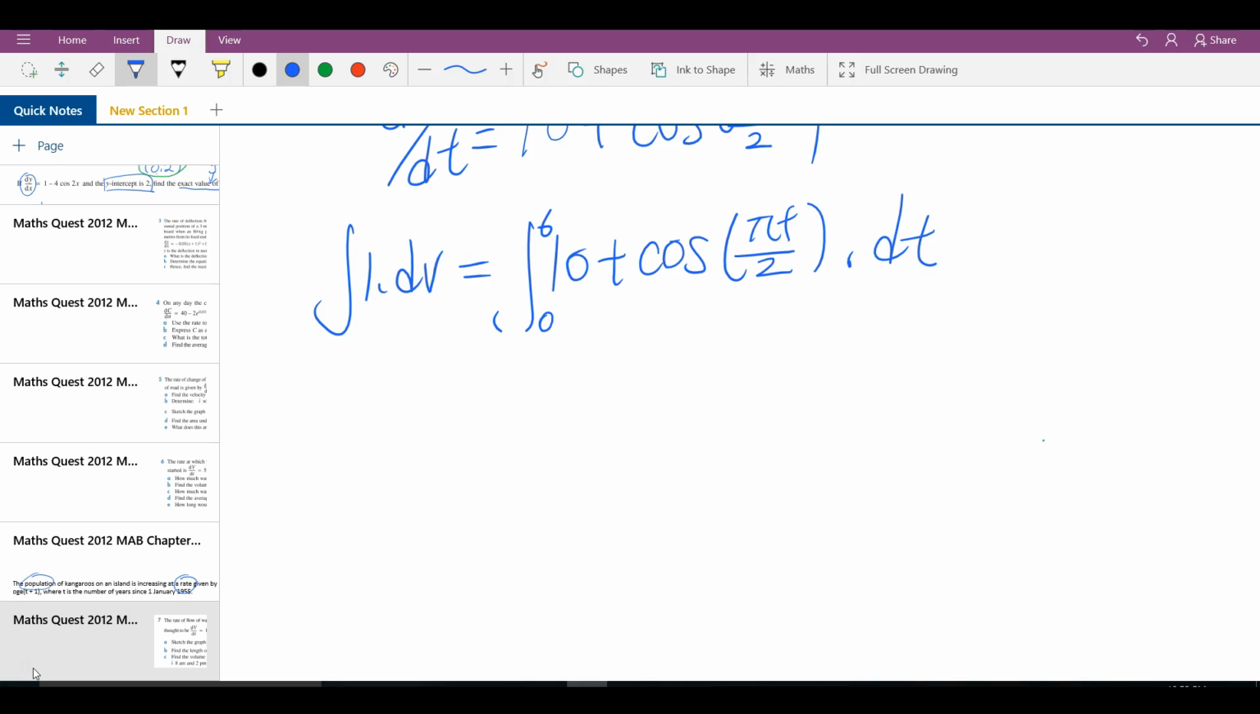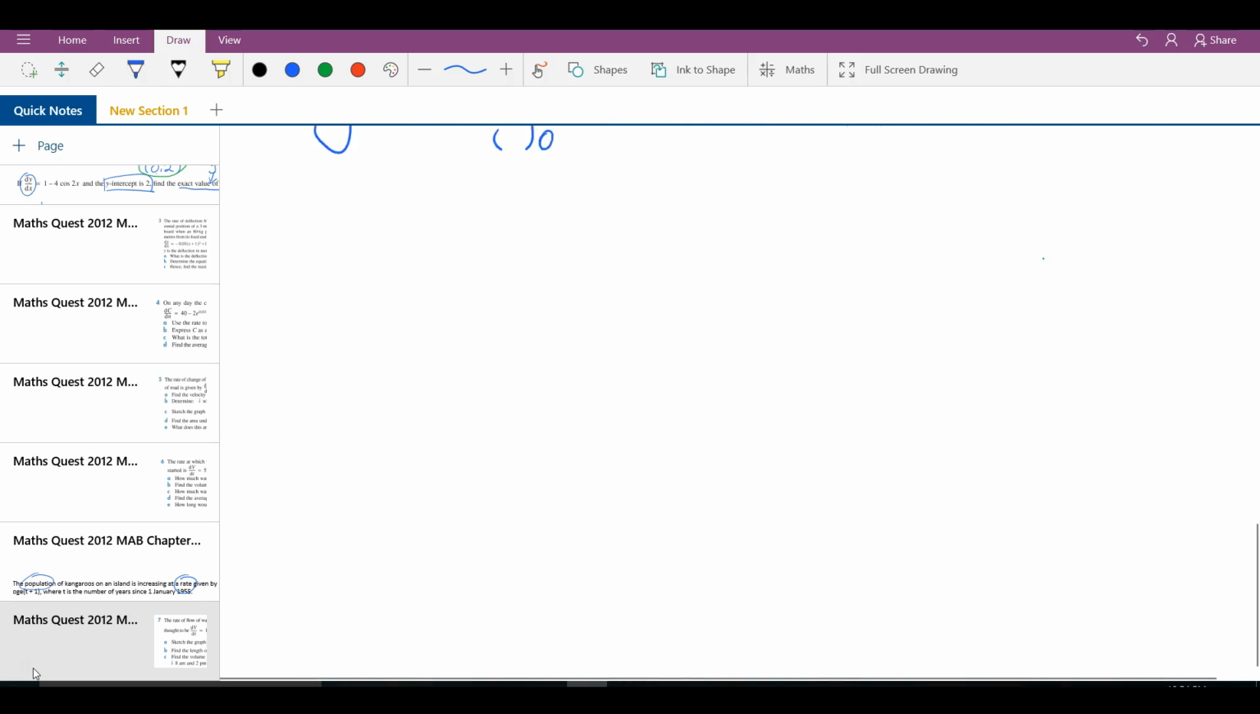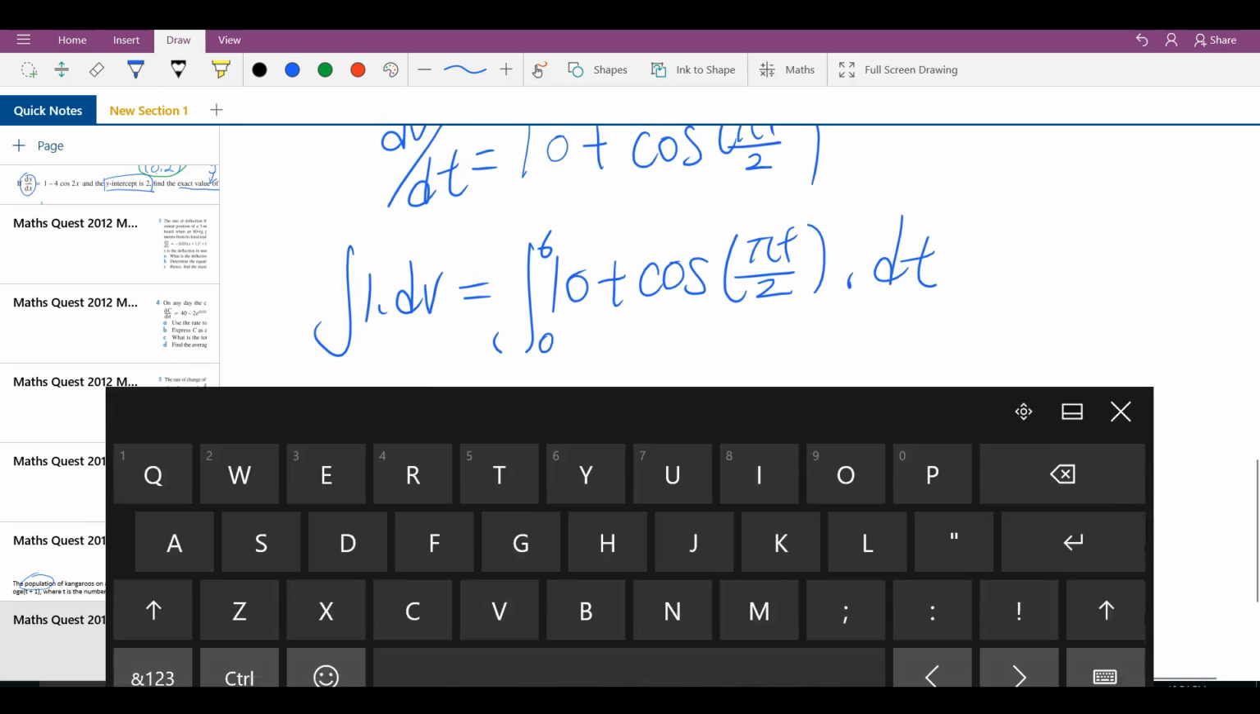Then let's work out the other two as well. 3 p.m. would be 1 more hour than 2 p.m., so t equals 7. And 8 p.m. would be 12 hours after 8 a.m., so t equals 12. All right, let's just do the first one. Let's integrate it first.